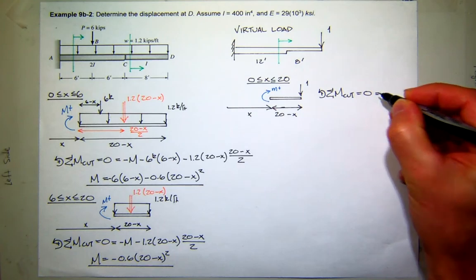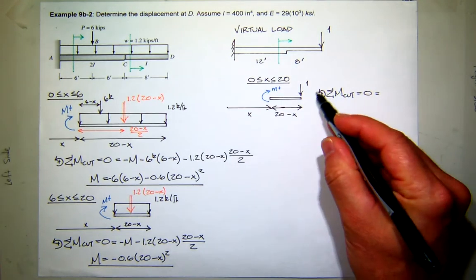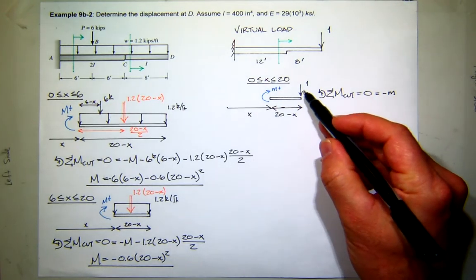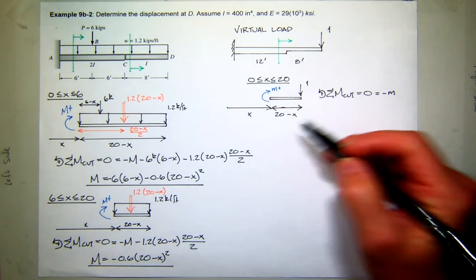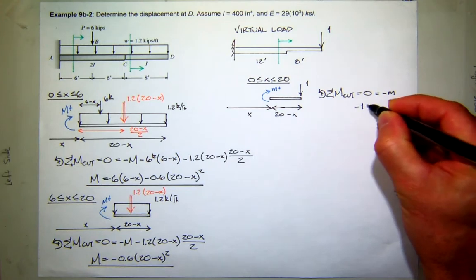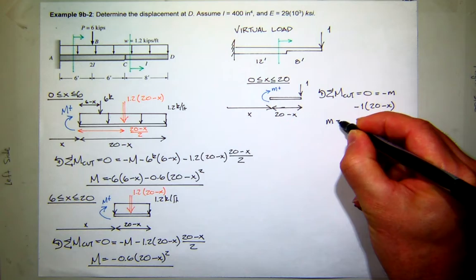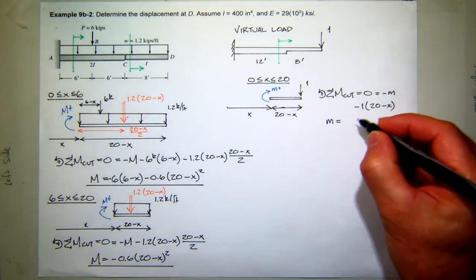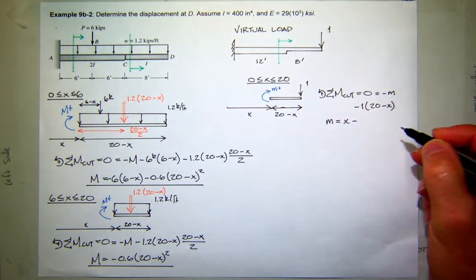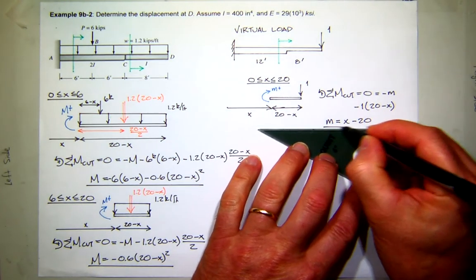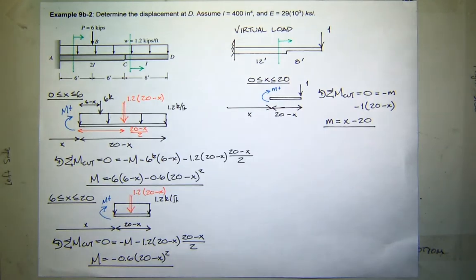So we're going to start off. The internal moment using right-hand rule as my sign convention is negative. And the moment created by the virtual load about the cut is also negative. That would be minus 1 with the moment arm of 20 minus x. So it looks like the virtual moment is going to be x minus 20. So that's done. So now what do we do?